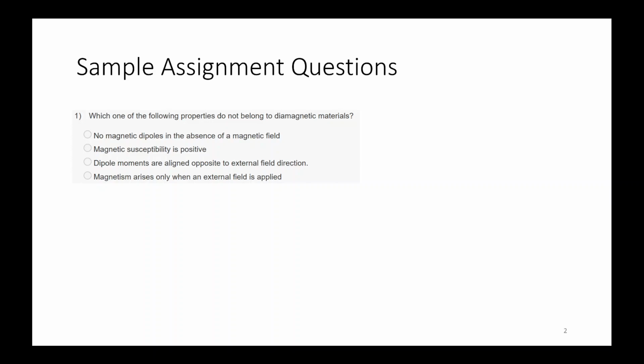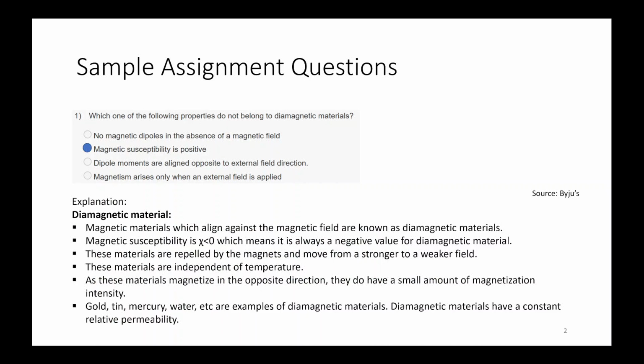Your first question is, which one of the following properties do not belong to diamagnetic materials? Your first option is no magnetic dipoles in the absence of a magnetic field, or magnetic susceptibility is positive, or dipole moments are aligned opposite to external field direction, or magnetism arises only when an external field is applied. Your answer will be B.